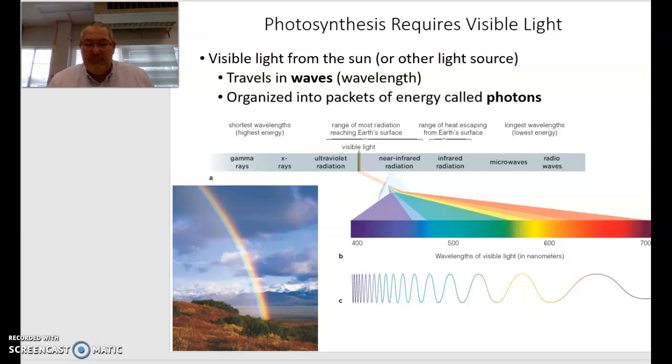I hope that makes sense. So purple light or violet colored light has a shorter wavelength but a higher amount of photon energy per wave compared to red light that may have a wavelength of 750 nanometers but a lower amount of energy per wave. Photons.